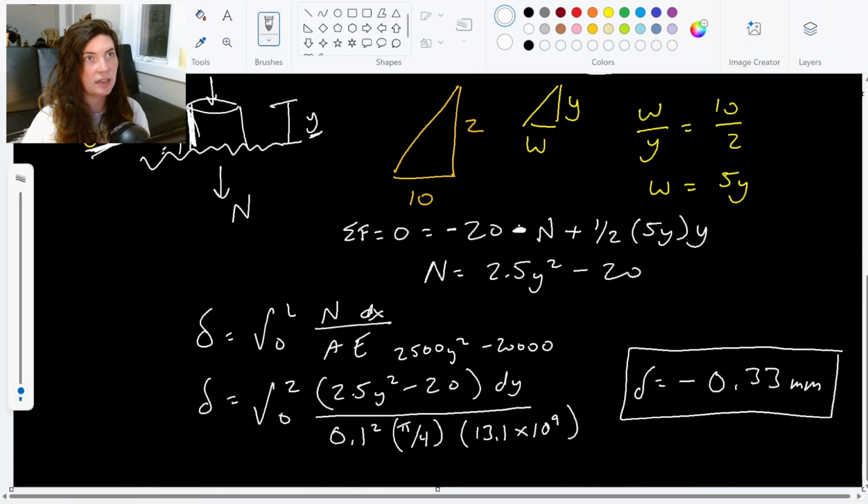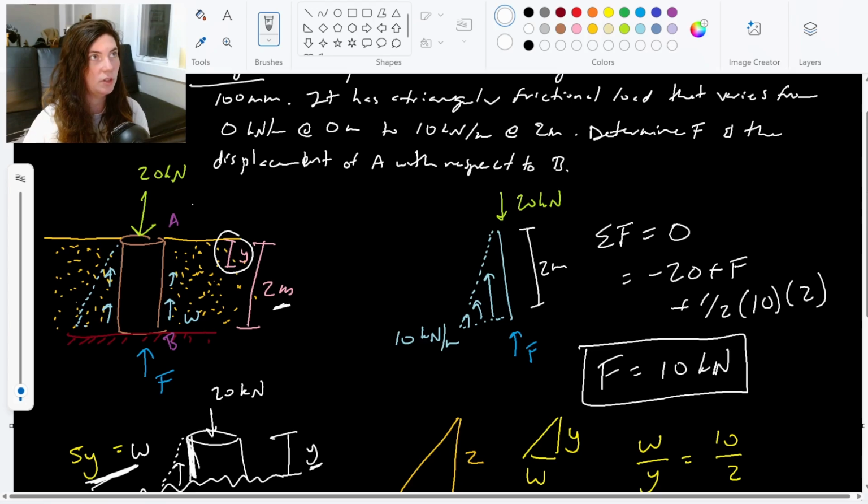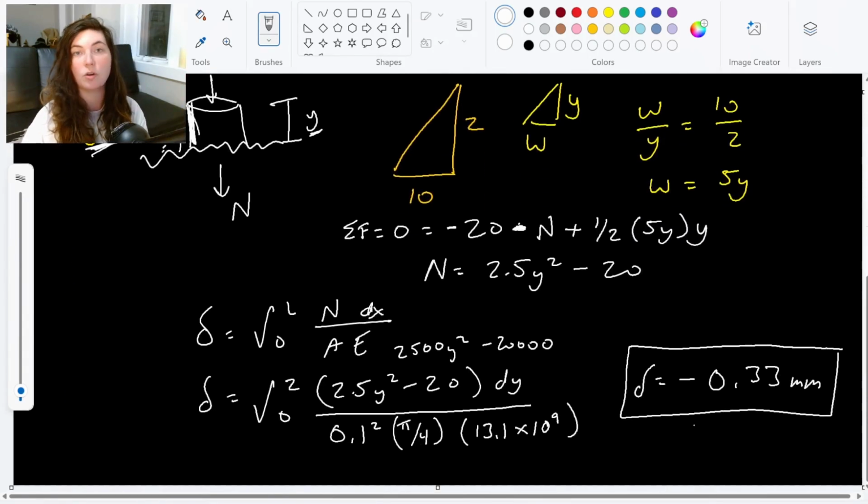Which negative kind of makes sense, right? Negative sounds like something we would expect, that this 20 kilonewtons would be enough to put this into compression so that A is being compressed towards B. It's getting shorter than it was before. For a 2-meter post, a third of a millimeter is a pretty good amount of compression, I would think. All of these numbers seem really small, but there are places where it could be really consequential, especially if you have very tight tolerancing and a displacement is going to start breaking things for you. That's why we would care about calculating these displacements.